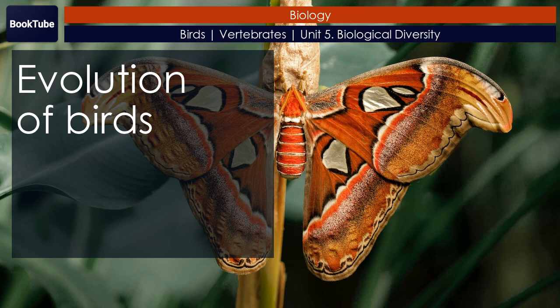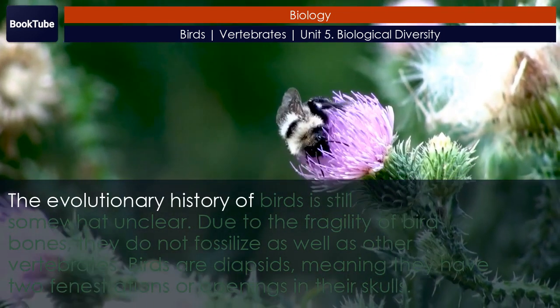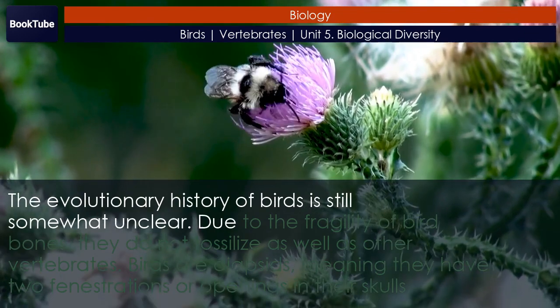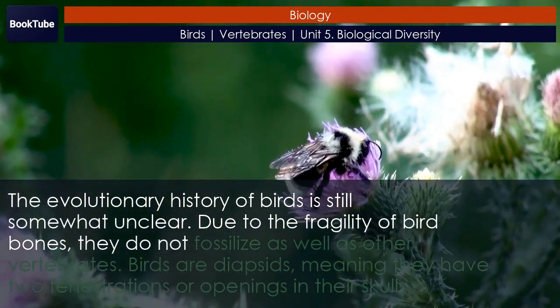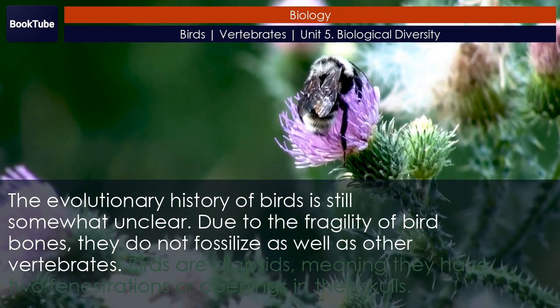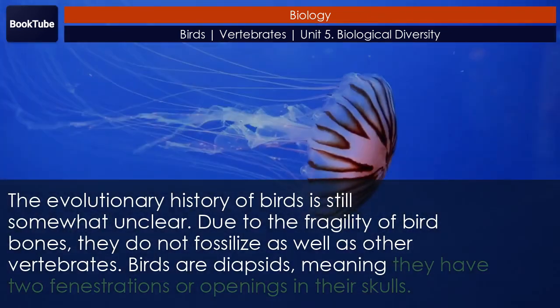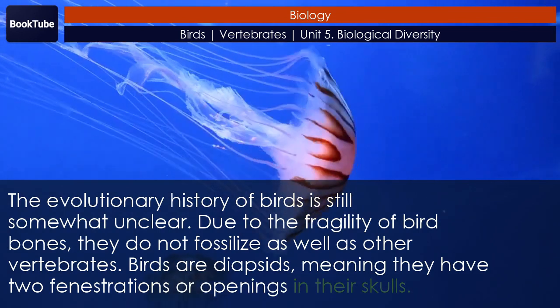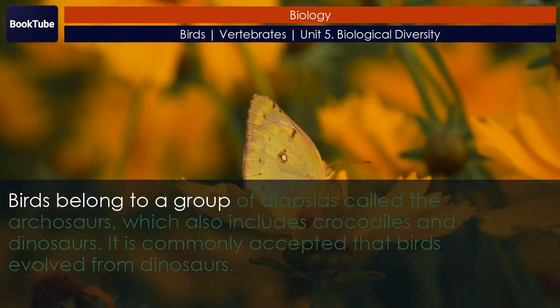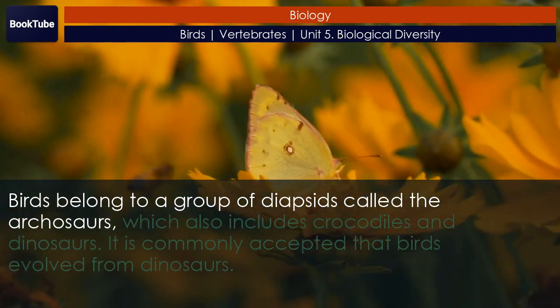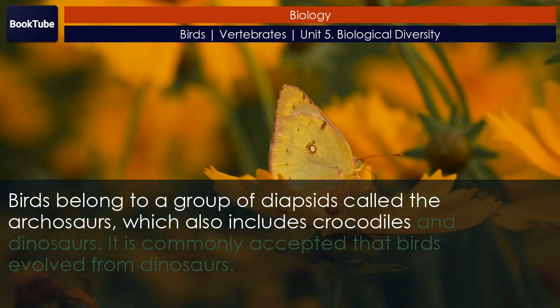Evolution of birds. The evolutionary history of birds is still somewhat unclear. Due to the fragility of bird bones, they do not fossilize as well as other vertebrates. Birds are diapsids, meaning they have two fenestrations or openings in their skulls. Birds belong to a group of diapsids called the archosaurs, which also includes crocodiles and dinosaurs.